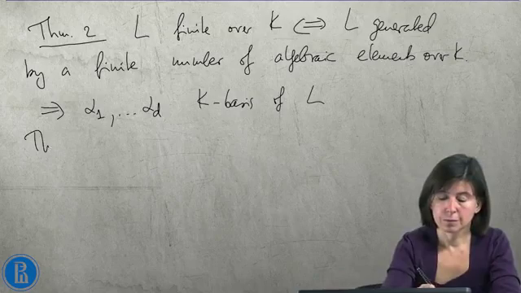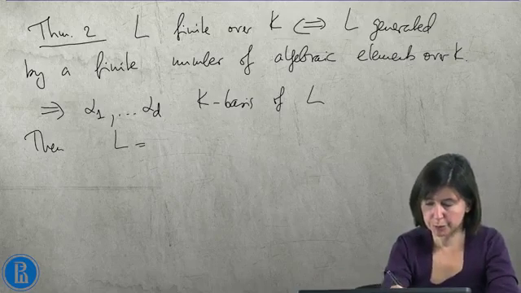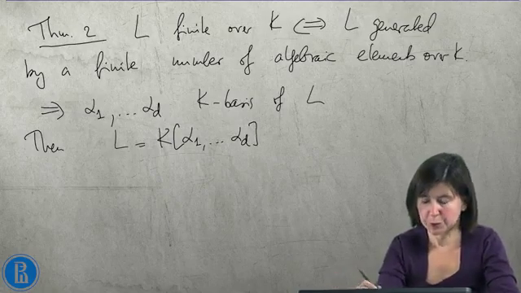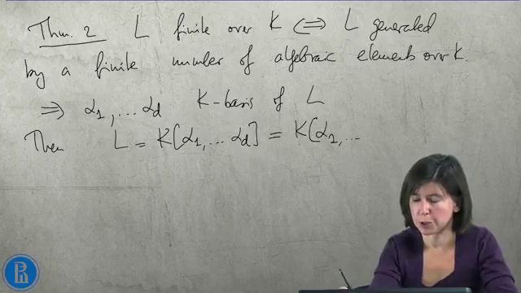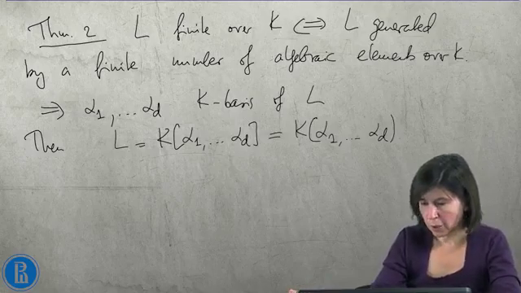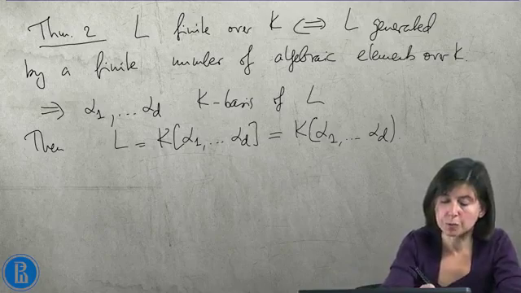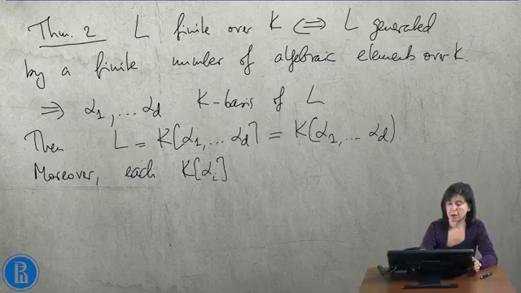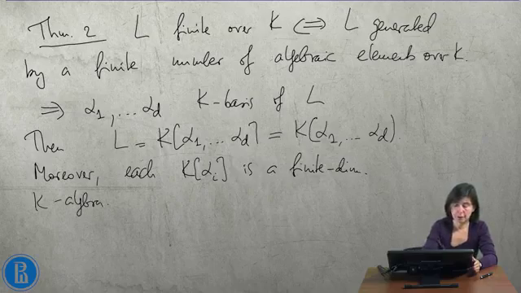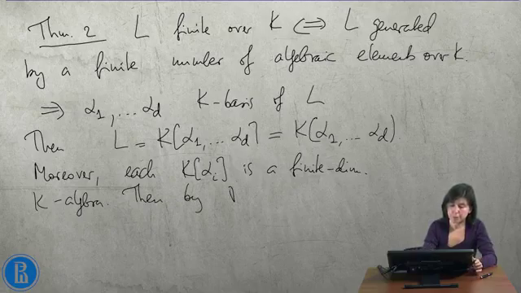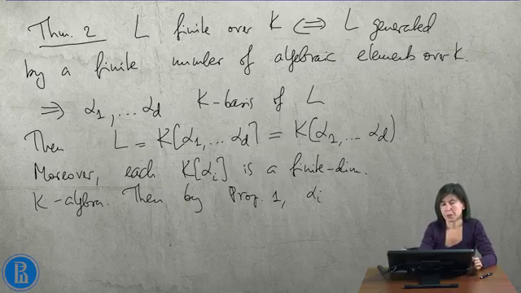Then L is certainly equal to the smallest subring of L containing alpha 1 and so on alpha d, which is a field, so it's also the smallest subfield of L containing alpha 1 and so on alpha d. Now all alpha_i are algebraic. Moreover, each K[alpha_i] is a finite dimensional K algebra, since it is a subring of L, which is already finite dimensional. So then by proposition 1, alpha_i is algebraic.